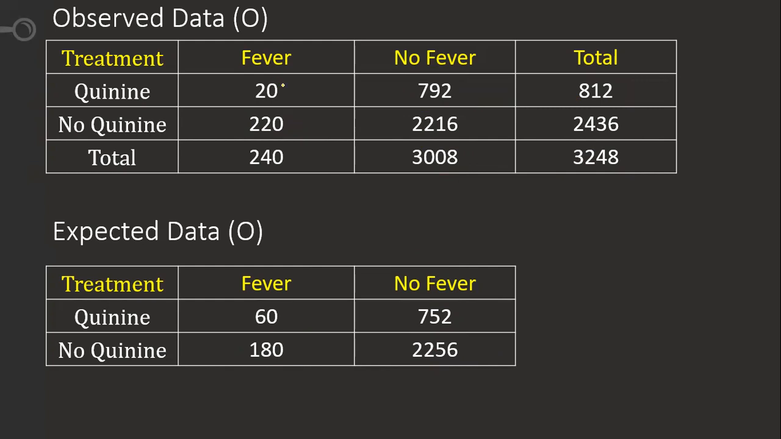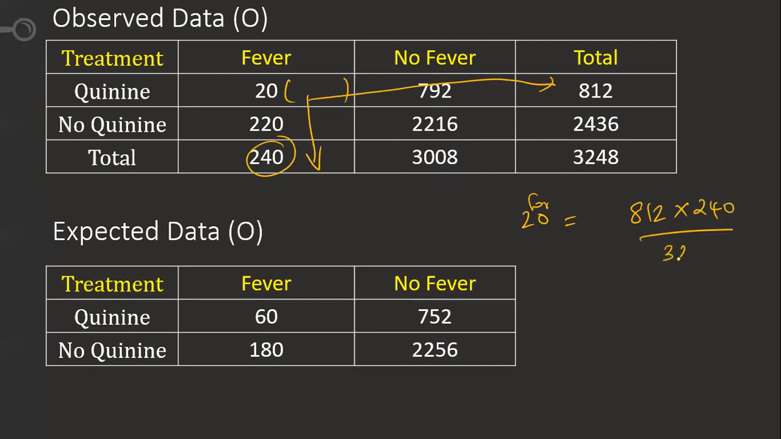For calculating the expected value, I'll put it in a bracket here. For 20, I'm calculating. It is nothing but the row total, 812, into the respective column total, divided by the grand total. You have to keep the respective row total in mind. So it is 240 divided by 3248. Where is this 3248 coming from? From here it is coming. So my value comes around 60, and I'm going to write 60 in the bracket.